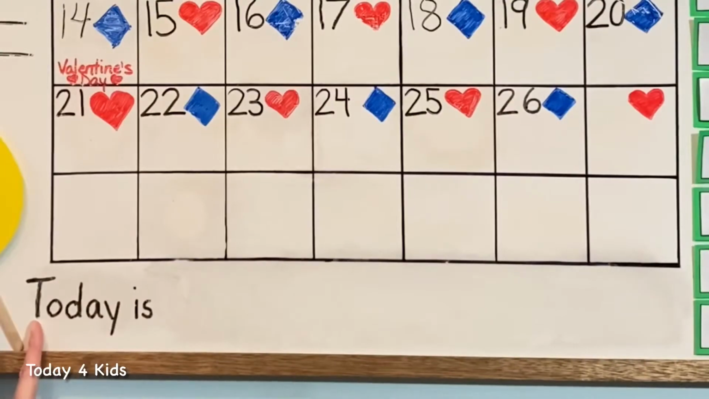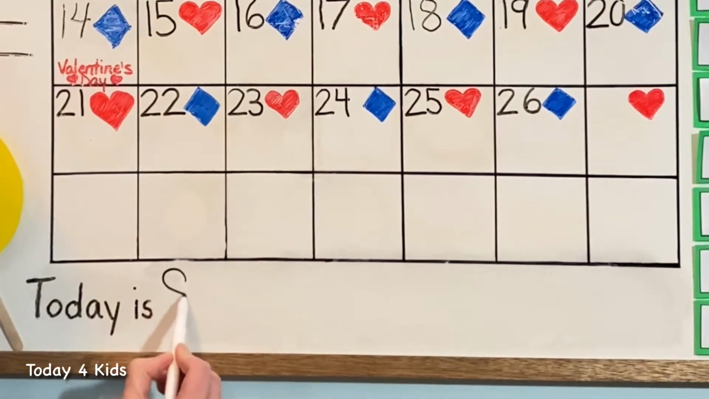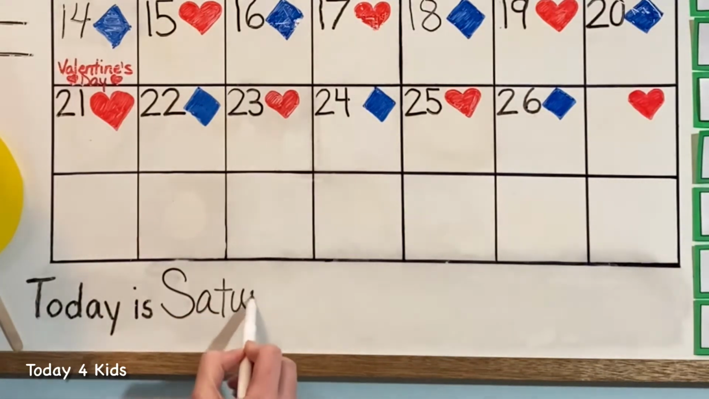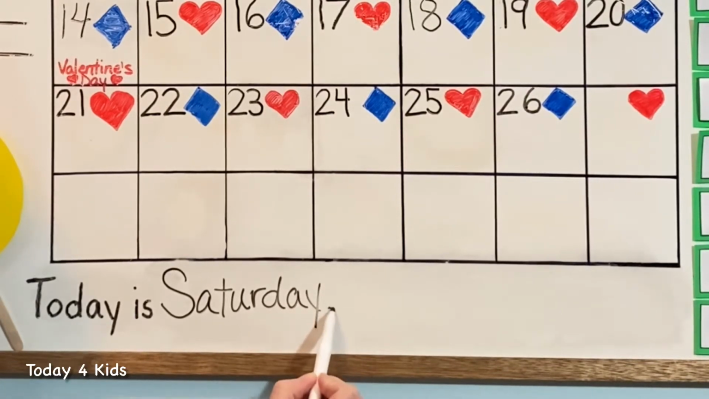And our sentence begins with 2 words. Today is. And today has a capital T because it's the first word in our sentence. And we always capitalize the first word in our sentence. So today is Saturday. Let's put a capital S because it's the name of our day. S-A-T-U-R-D-A-Y. And then a comma. And this comma reminds us to pause before we say our next word, which is our month.